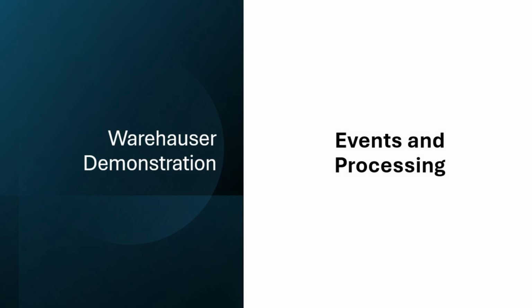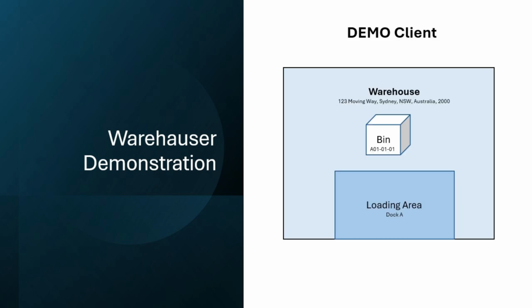Now let's see how we can use events and event processes to manage our warehouse as we accept a supplier delivery and fulfill a customer order. Our warehouse opens for business one day, and a purchase order comes in from head office to notify us to expect a delivery of chocolate bars from our favorite supplier.